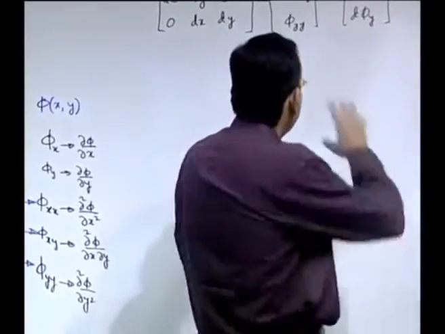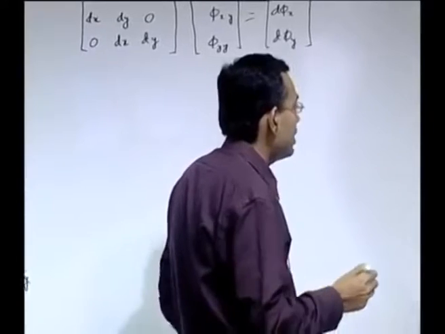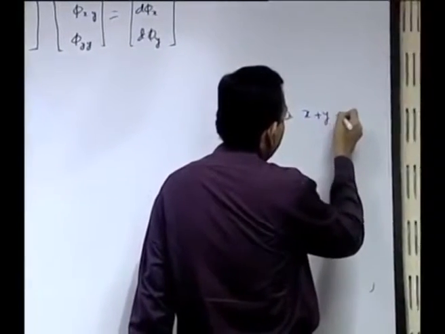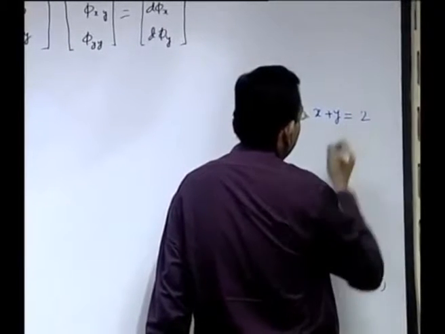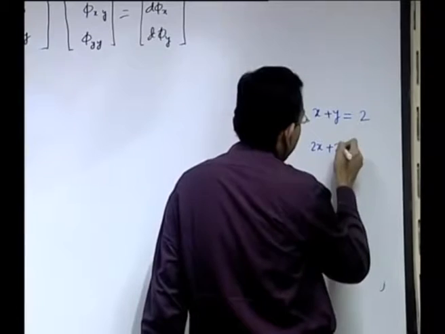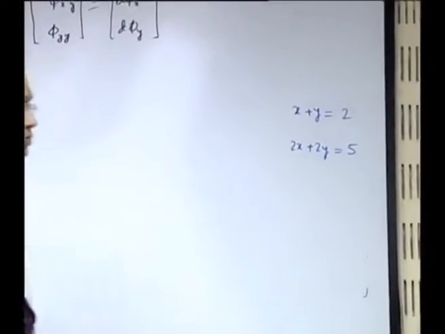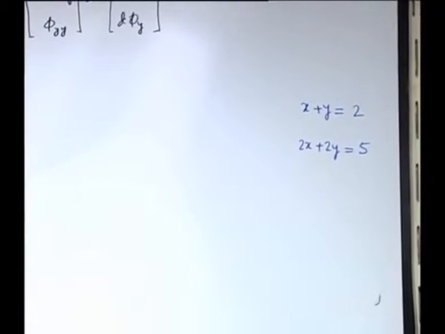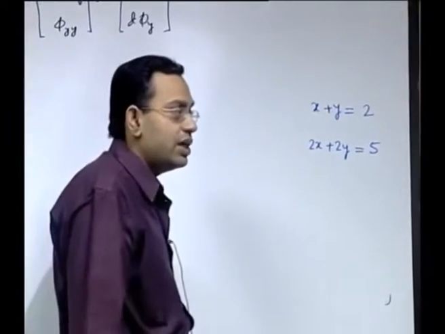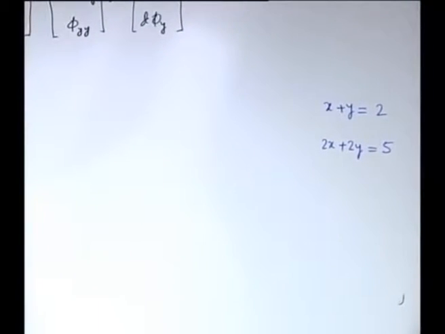So, let us try to see an analogy of this with an algebraic equation, so that our understanding will be clear. Let us say that we have two algebraic equations, x plus y equal to 2 and 2x plus 2y equal to 5. So, what will be the nature of the solution of these? Solution will not exist, right.